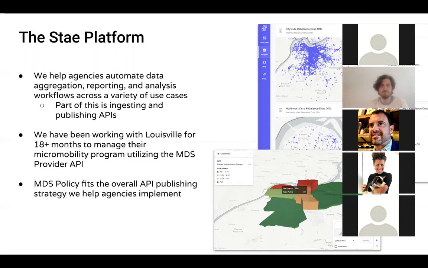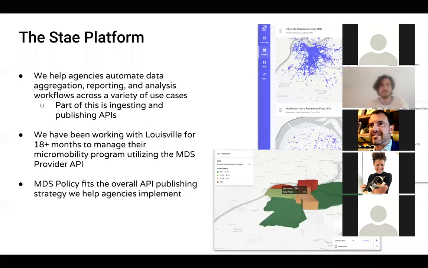We pull in data via what's called the provider API, as has been mentioned multiple times in this presentation already. It was things like trips, drop-offs, pickups, anytime an operator would rebalance a scooter, and that's what you can actually see. We have a rebalance dashboard set up for James where he's able to see which operators are rebalancing scooters in what neighborhoods, and is that meeting his equity requirements.